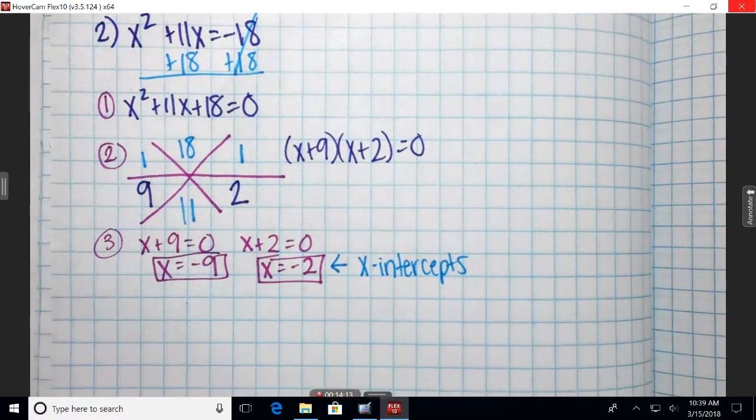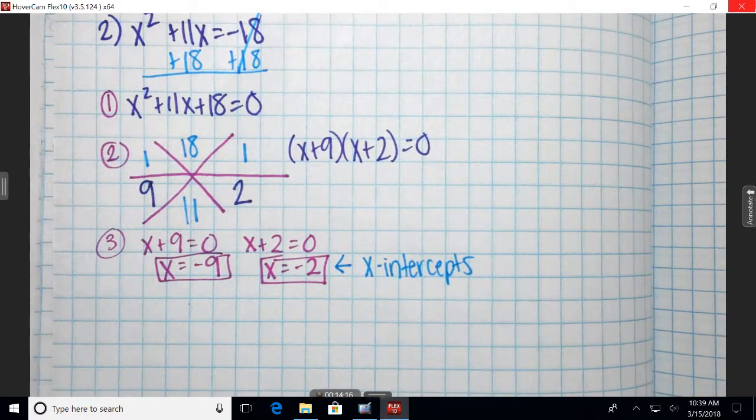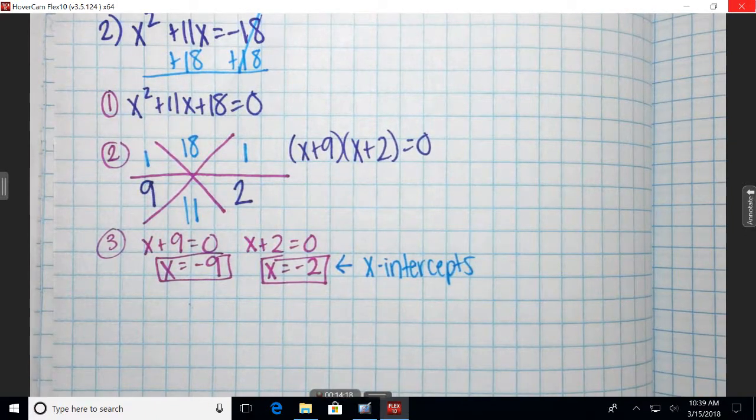But what's the last thing we need to find? The axis of symmetry and the vertex.